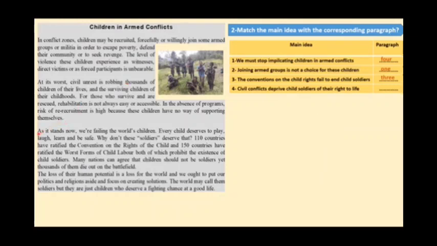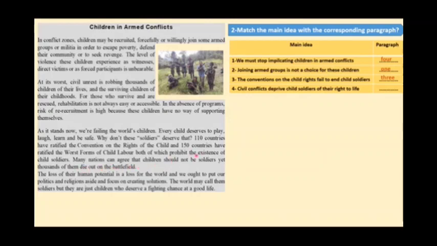As it stands now, we are failing the worst children. As you may notice, this sentence doesn't tell anything about the main idea of the paragraph. So we'll have to move on to find keywords. Here is one, the Convention on the Rights of the Child. The worst forms of child labor. Yet thousands of them die out on the battlefield.